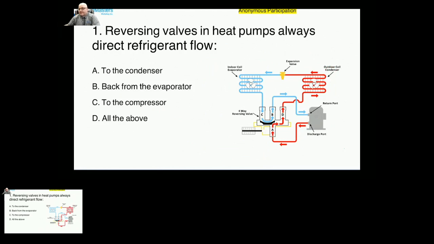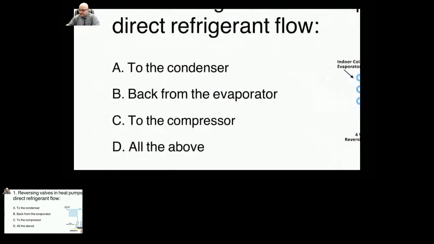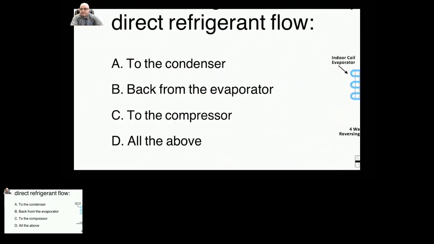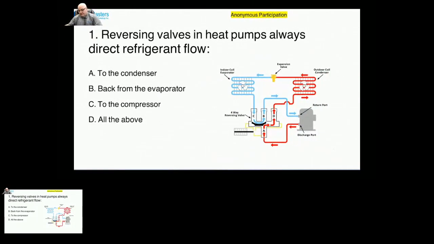As you can see, if you have not seen the image, let's just look at it this way. If the image was not there, it would be pretty difficult to say what is what. Seeing the image is going to help you to see that the outdoor coil is the condenser, meaning now this is in the cooling mode.